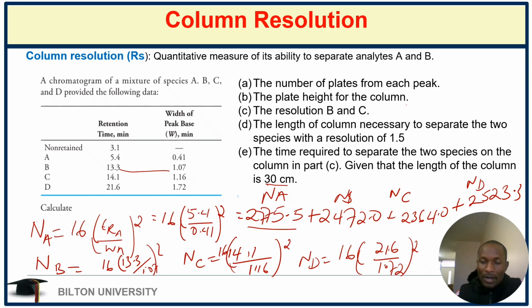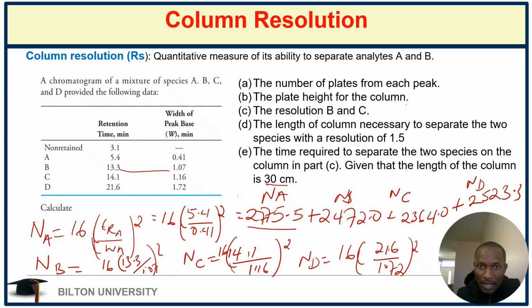So that's how we calculate the number of plates from each peak. The number of plates for each peak in this case is 16 into the retention time of that specific peak, divided by the width of that peak, and everything is squared, and that's going to give you the number of plates for each peak.